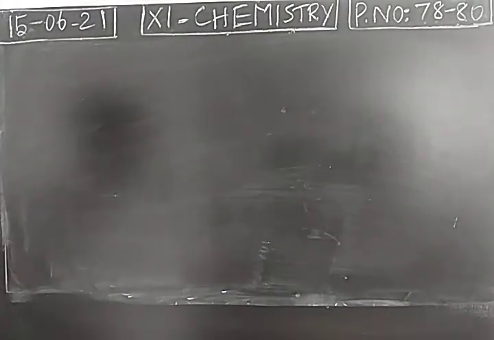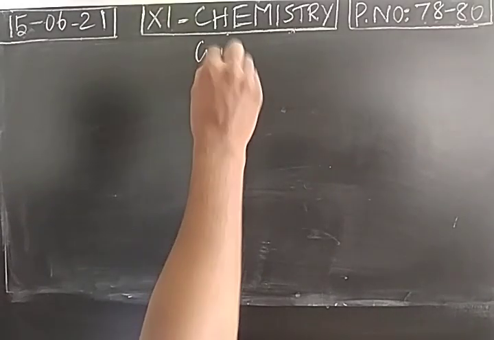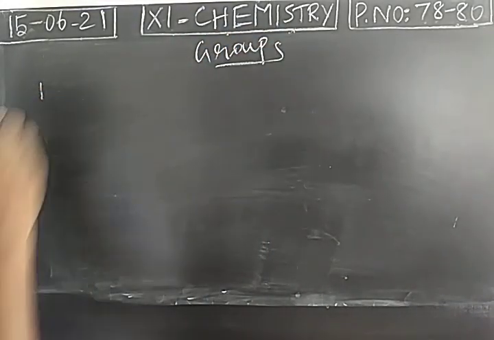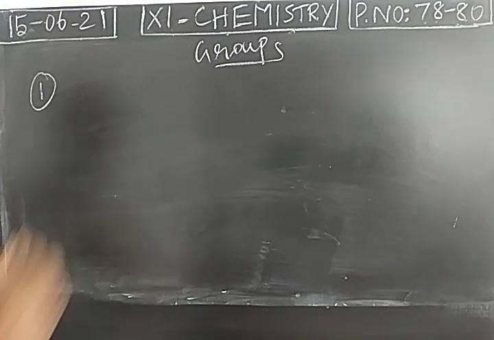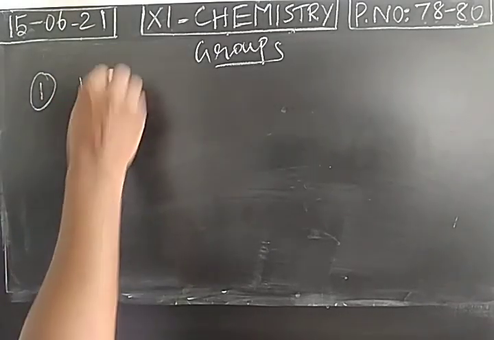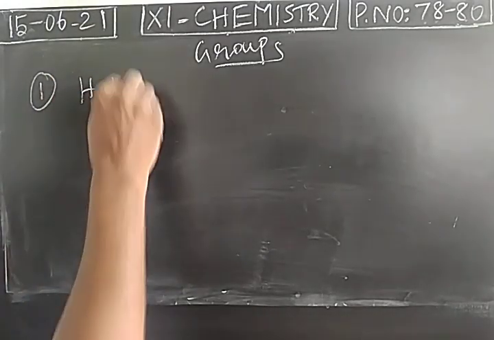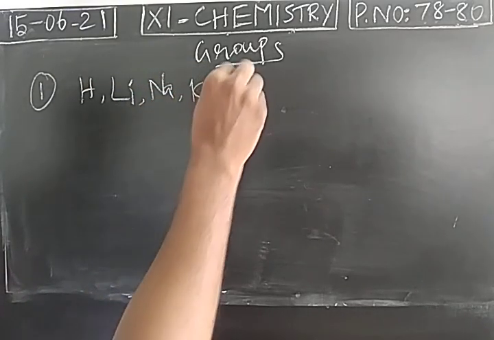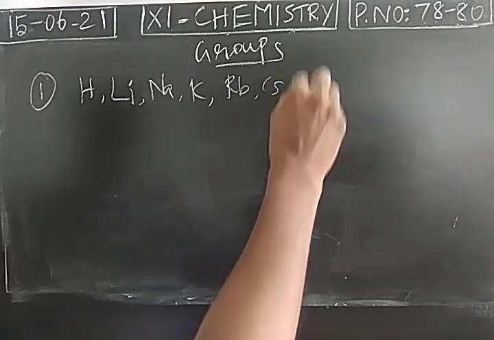Chemical properties will be similar because they form the same type of chemical bond. They are involved in the same type of chemical reactions. And in the modern periodic table, we take all 18 groups. What is the first group? The first group has the elements hydrogen, lithium, sodium, potassium, rubidium, cesium, francium.